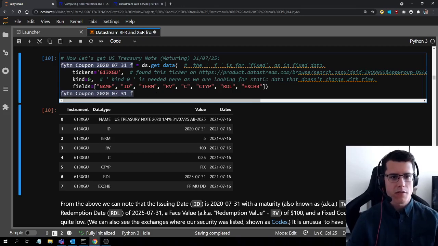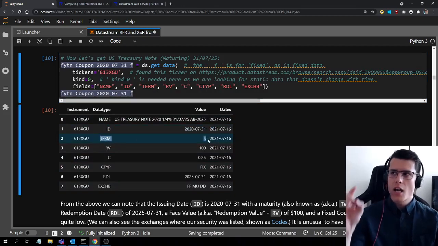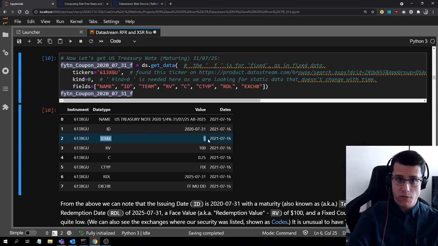So yeah, here I've got my 5-year treasury note, coupon paying note with this issue date, and I have innate properties that do not change with time, such as the issue date itself, which is on the 31st. Term, so term is the years to maturity as of time of issue.